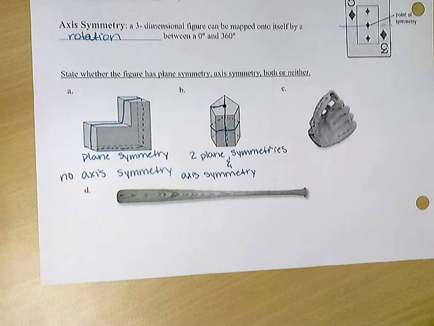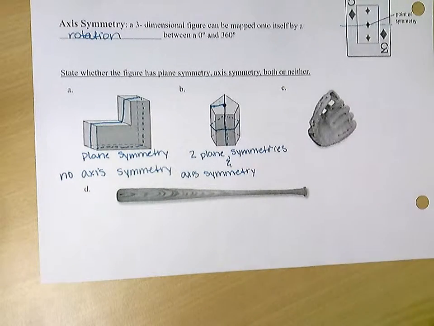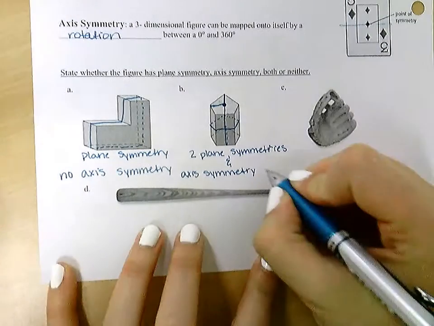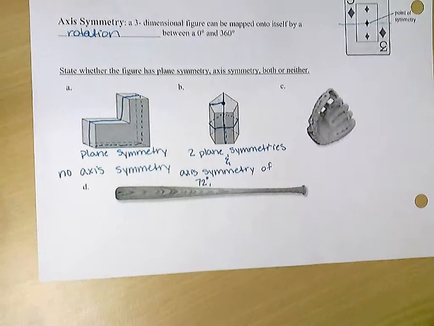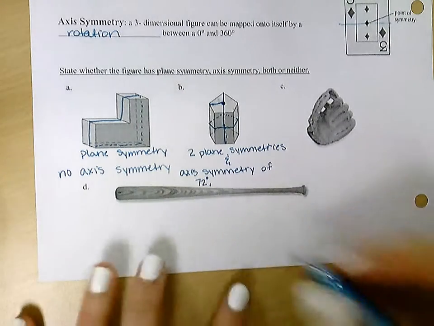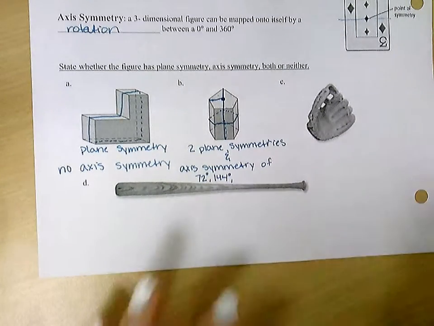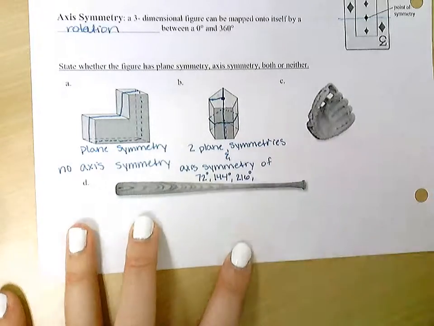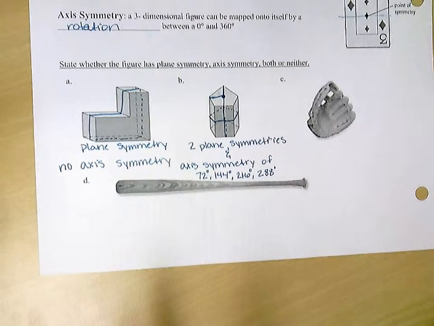Just like with rotational symmetry, I do want you to write out the degrees that it can rotate through. I could take this chunk right here and rotate it all the way around. Since there are 5 different ones, we take 360 divided by 5, and we get 72 degrees. Add 72 to 72: 144 degrees. Add 72 to that: 216 degrees. And 288 degrees.